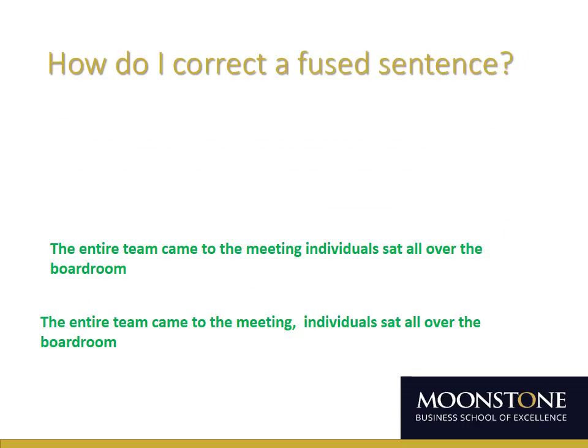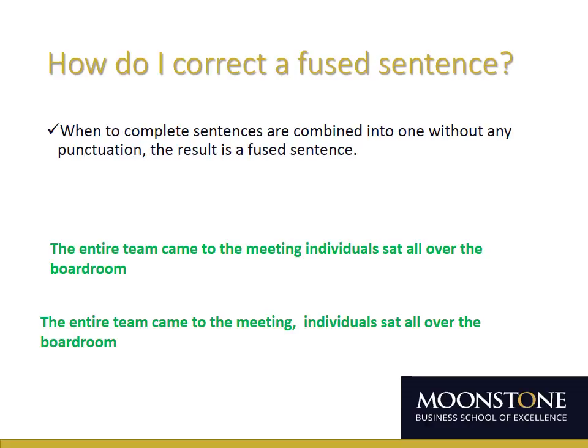Another sentence construction error is the fused sentence. This occurs when two complete sentences are combined into one without any punctuation. The result is a fused sentence. You correct a fused sentence with correct punctuation, as in the example below. The first sentence: the entire team came to the meeting individuals sat all over the boardroom. In the second sentence, we added a comma: the entire team came to the meeting, individuals sat all over the boardroom.